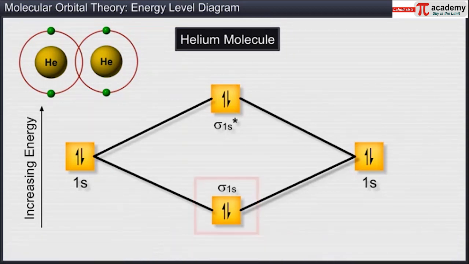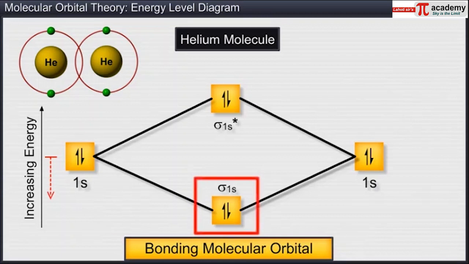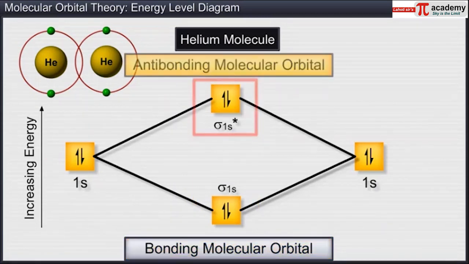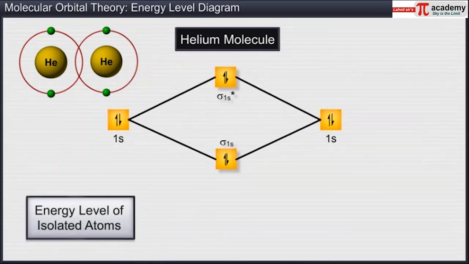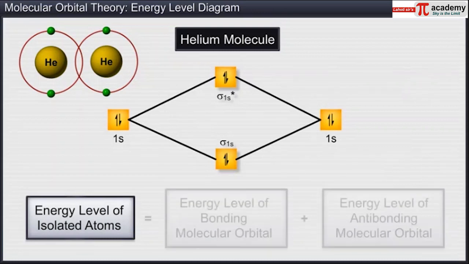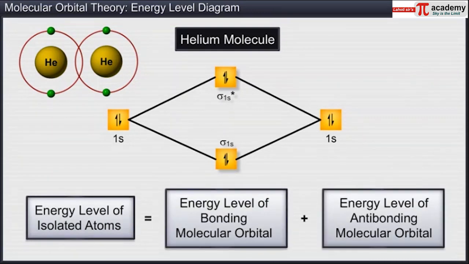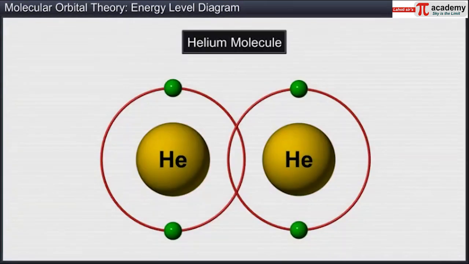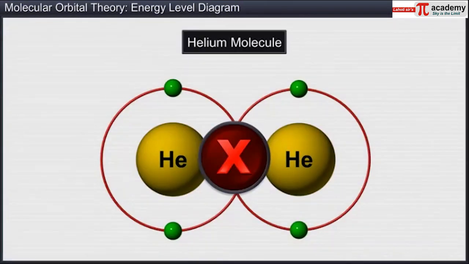The energy of the sigma bonding molecular orbital will be low. However, the energy of the sigma star anti-bonding molecular orbital will be considerably higher. Thus, the overall energy of a helium diatomic molecule will be the same as that of two helium atoms. So, there will be nothing holding them together. Hence, the helium diatomic molecule does not exist.